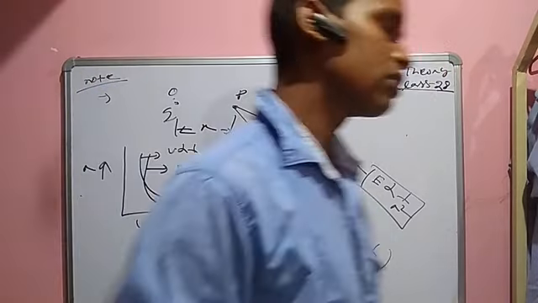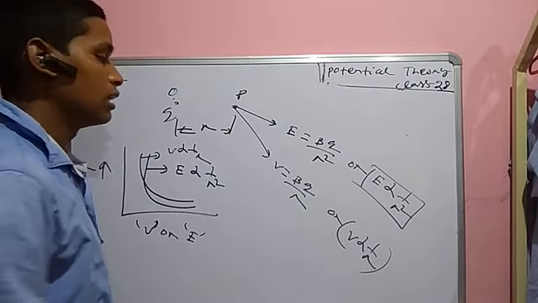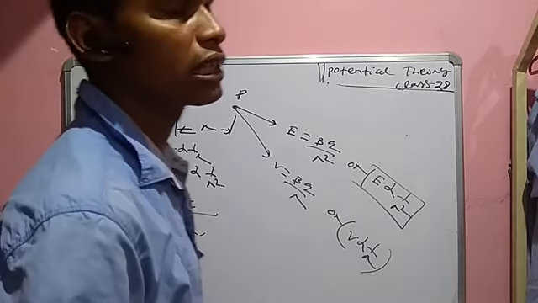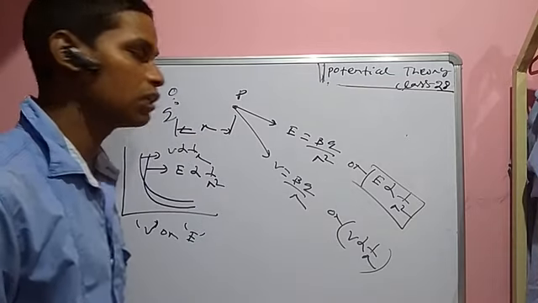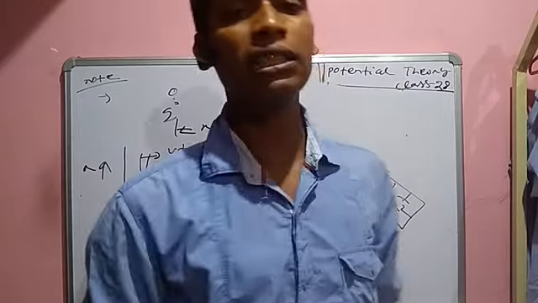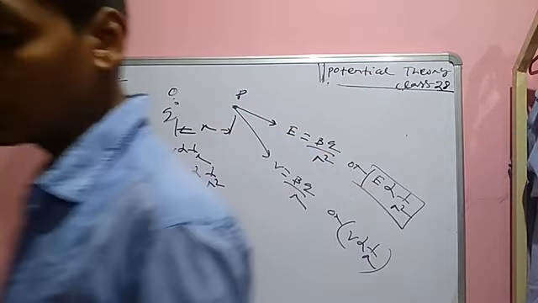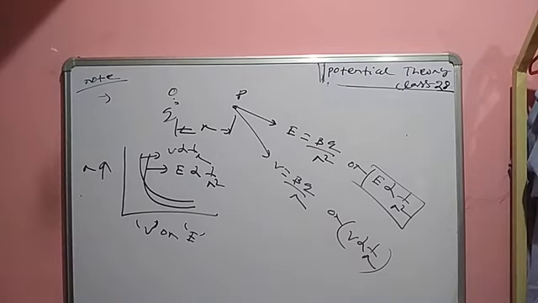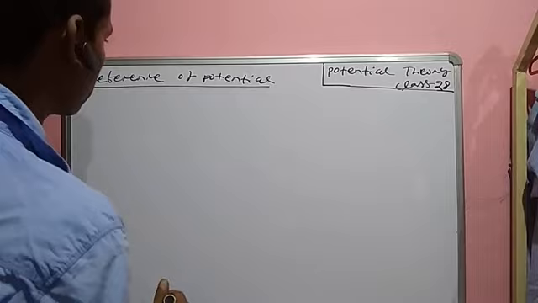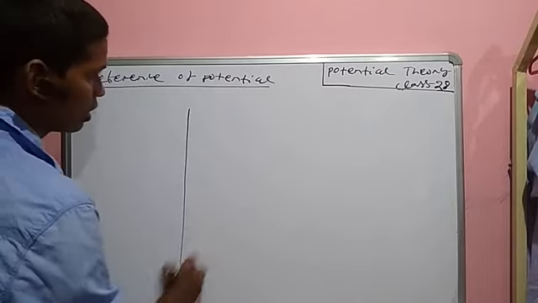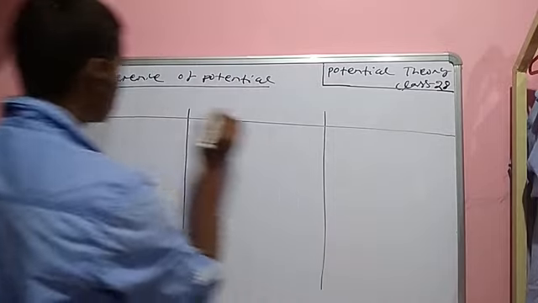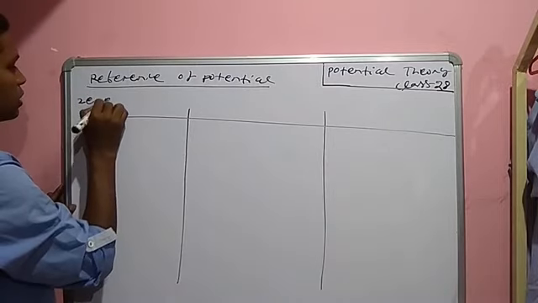Listen. So you have to note down some important points after this expression V is equal to kQ by R. Then you have to write down some points. Make a heading, potential reference, reference of potential. You can draw three types: zero potential, positive potential, negative potential. First, zero potential.